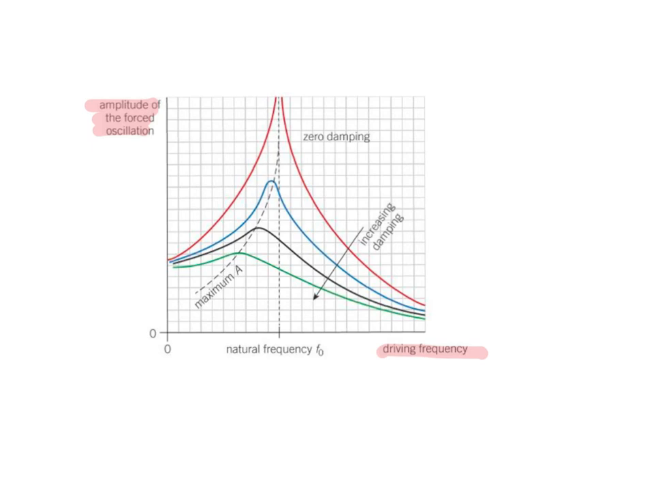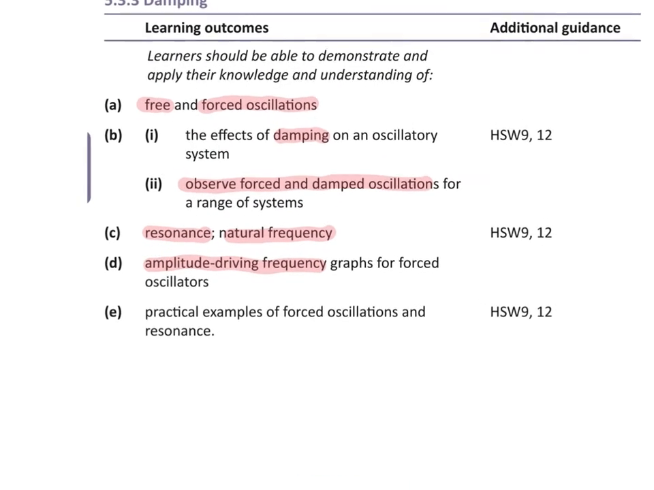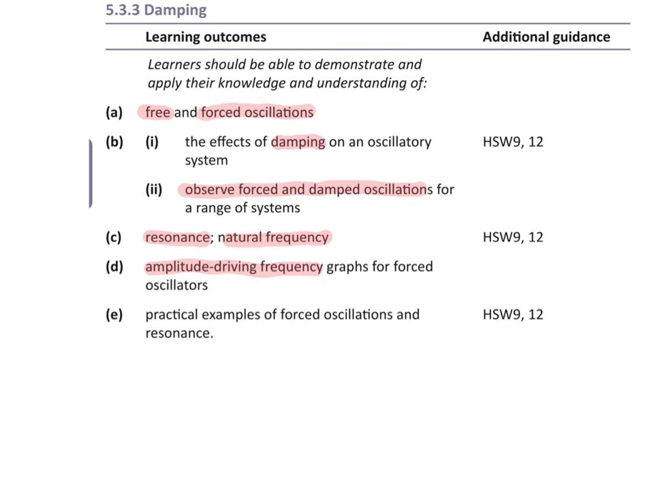Okay, so let's review our learning objectives. We have looked at the free and forced oscillations. Remember, this is F naught. This is linked with driving frequency. The effects of damping on the oscillatory system. So we talked about the amplitude of oscillation, which is mostly what it affects. Also the period. And whether it oscillates for a while as well.